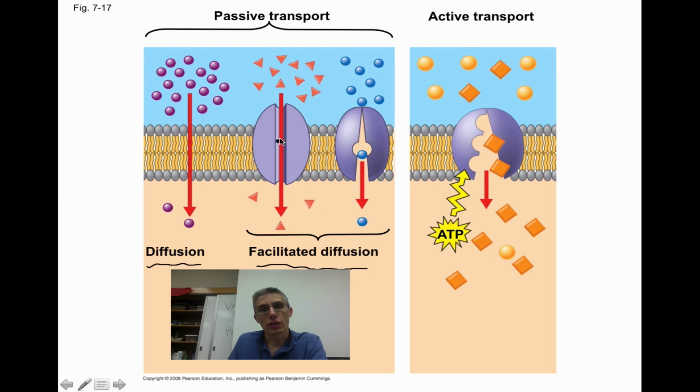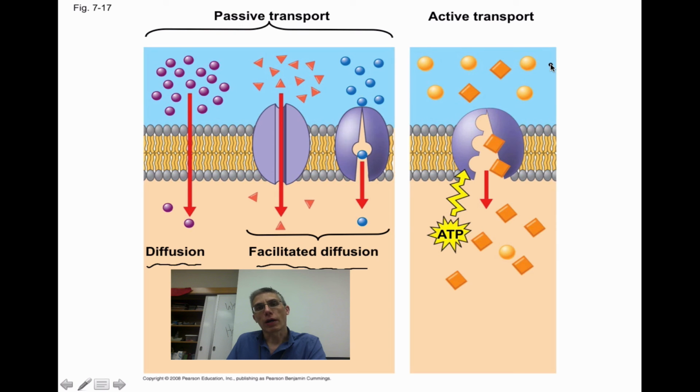Facilitated diffusion employs the help of some proteins, and they're used to guide or encourage those molecules across, but again, without the need for energy. So it's still somewhat of a random situation, because it's just by chance that these molecules hit the protein in the right spot and make their way across.